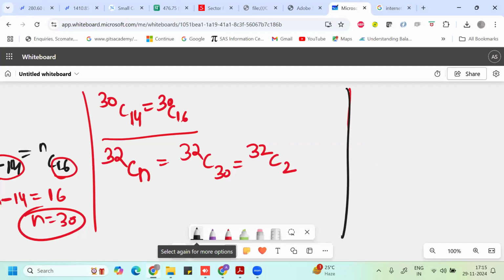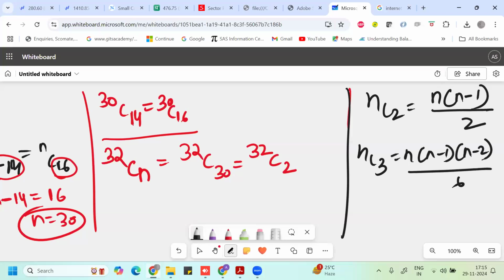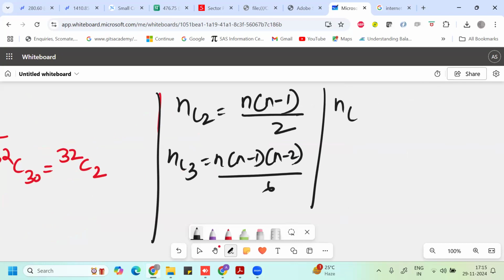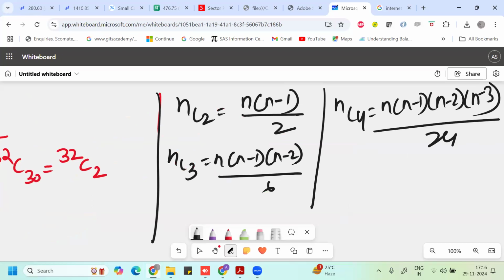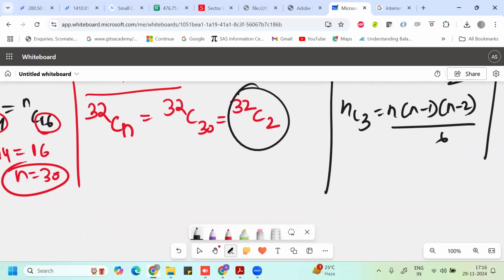But till your exam, please remember that nC2 means n into n minus 1 by 2. nC3 means n into n minus 1 into n minus 2 by 6, since 3 factorial is 6. nC4 means n into n minus 1 into n minus 2 into n minus 3 divided by 4 factorial, which is 24. So 32C2 is simple: 32 into 31 by 2. This is 16 into 31, which gives 496.